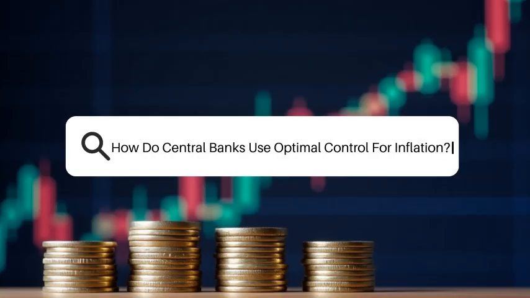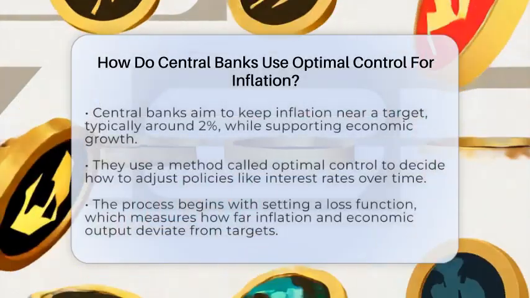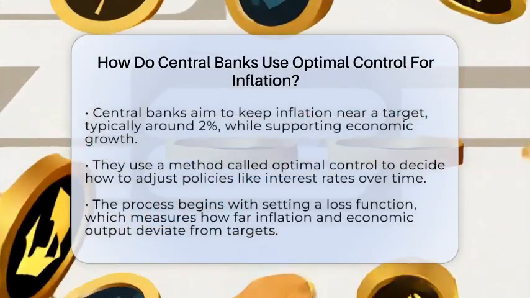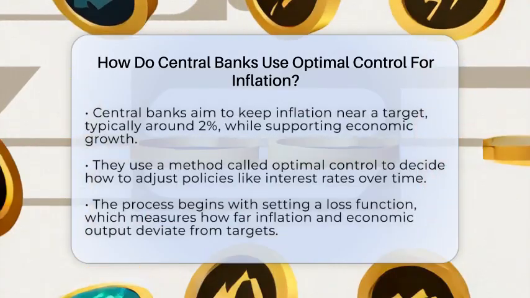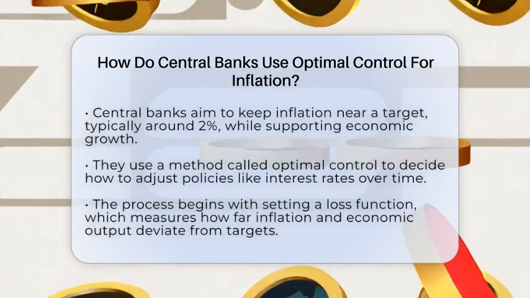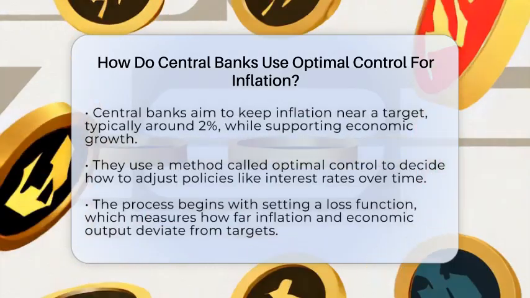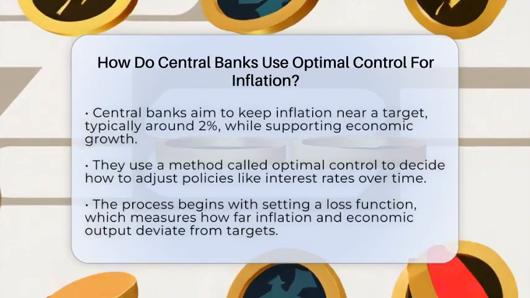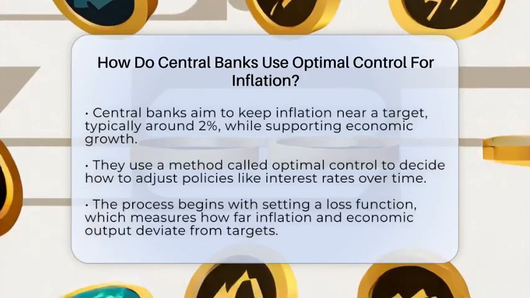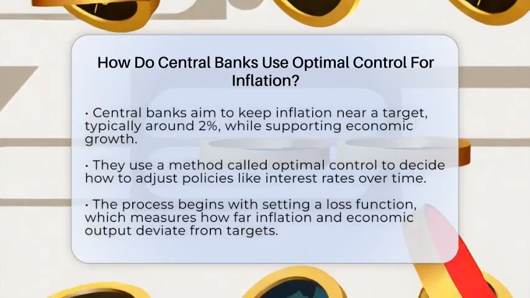How do central banks use optimal control for inflation? Imagine steering a ship through unpredictable waters, trying to keep it on course without overcorrecting. That's similar to how central banks manage inflation using optimal control. They aim to keep inflation close to a target, usually around 2%, while supporting economic growth.